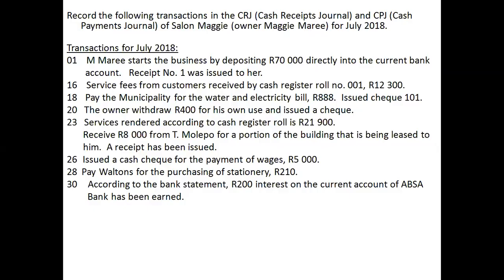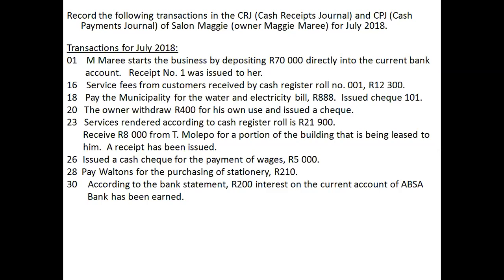On the 18th, pay the municipality for the water and electricity bill, 888 Rand, issue check 101. As soon as you pay something and it's a check, then it must go to the CPJ. But as I said, we concentrate on the CRJ today. So I'm just going to move on.